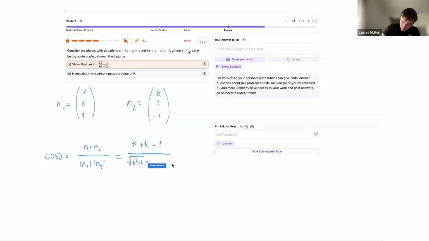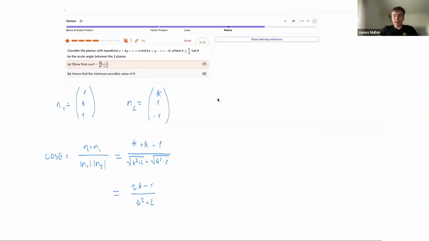And this is going to be also, for the second normal, k squared plus 2. And so that simplifies to (2k minus 1) over (k squared plus 2). Now, the question says that theta is an acute angle, but that's no problem because we're told that k is greater than a half. So this is always going to be positive, which means that theta is going to be an acute angle, no matter what the value of k is here. So that is part A.